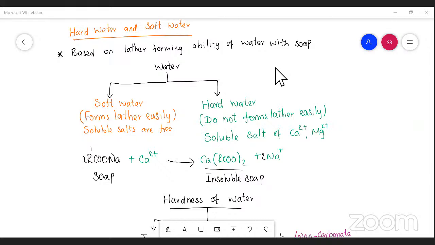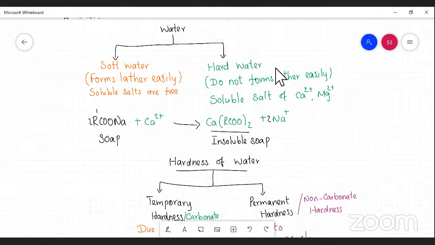What is the formula for the sulfate radical? SO4 2 minus. And the sulfide radical? Sulfide is S2 minus. S2 minus is nothing but sulfide, and SO4 2 minus is nothing but sulfate.